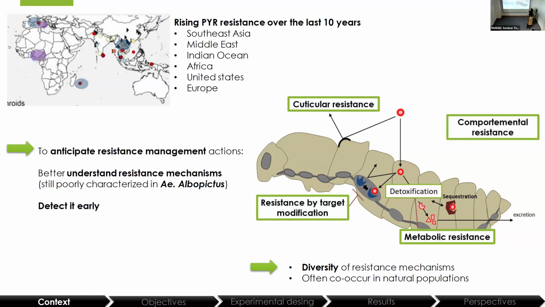And the last one is metabolic resistance, which consists in an improved activity of detoxification enzymes. And those detoxification enzymes can either sequester the insecticide or degrade it. So there are a lot of different resistance mechanisms, and they often occur in natural populations. That's why studying them is not often easy.